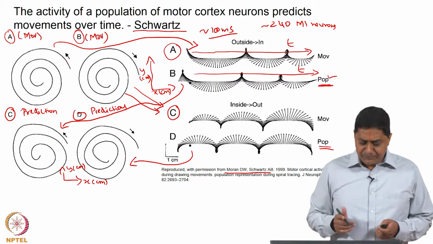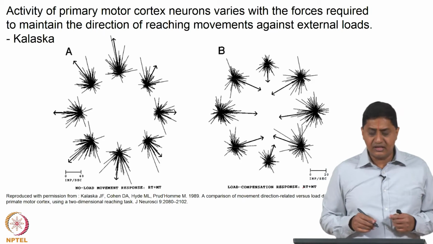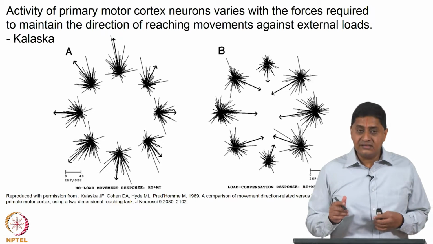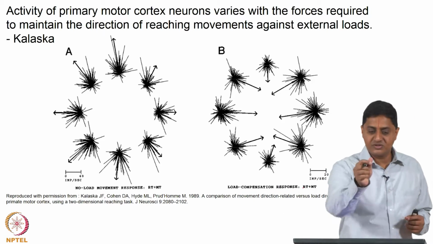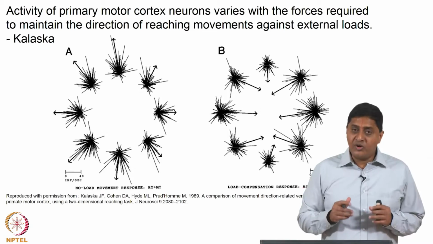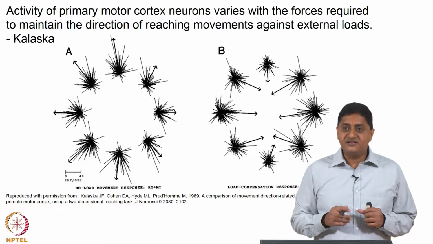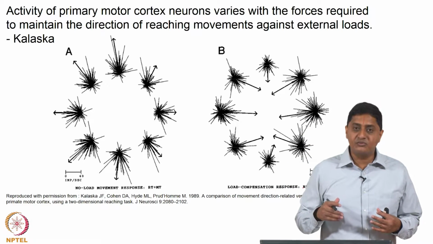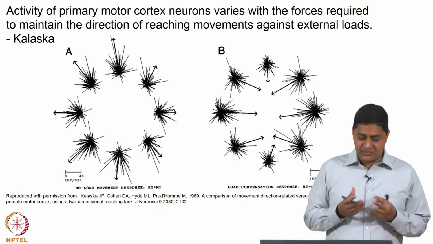Next we discuss what happens when the monkey is trying to move against external loads. I said earlier in the Georgopoulos experiment there was no load, right. The monkey is trying to make movements to the 8 directions, no load. Suppose the monkey is making a movement and suddenly an external load is either assisting the movement or opposing the movement in a certain different direction. What could happen? That is the question.